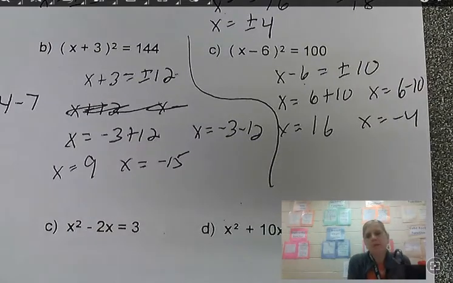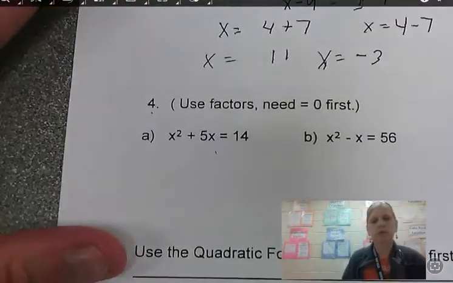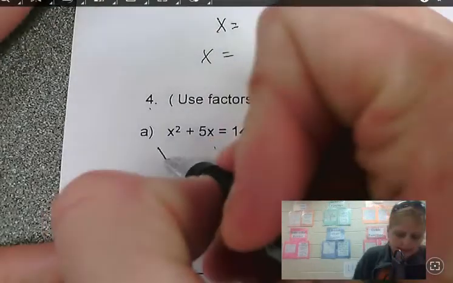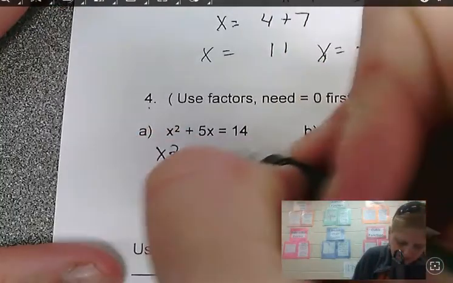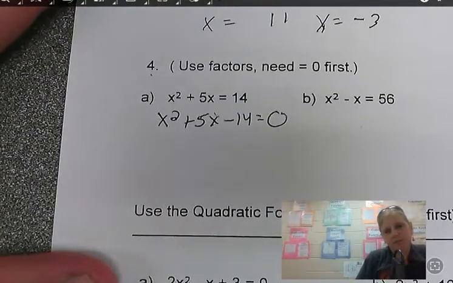Now we want to go into some of our factoring, starting with some easy stuff, and then we're going to quickly review the quadratic formula. So here, for number 4, we want to get everything to the left-hand side, okay? So this is going to be a trinomial. We're going to have x squared plus 5x minus 14 equals 0. We want to go ahead and factor this.